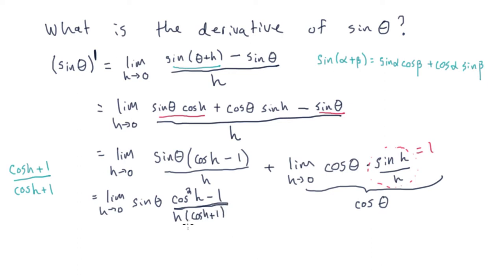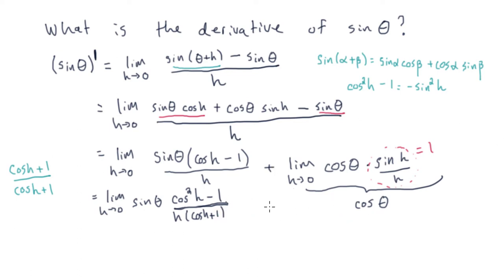But here I'm going to use another trig identity. So cosine squared h plus sine squared h is 1. So if I rearrange, cosine squared of h minus 1 is actually equal to minus sine squared h. Again, that's coming from the fact that sine squared h plus cosine squared h is 1. And I'm just rearranging that, manipulating it.